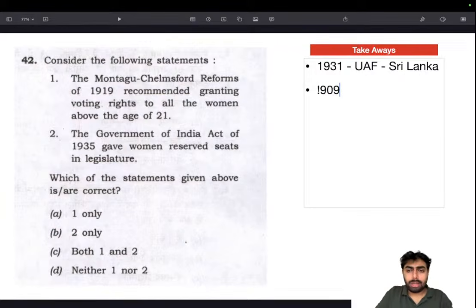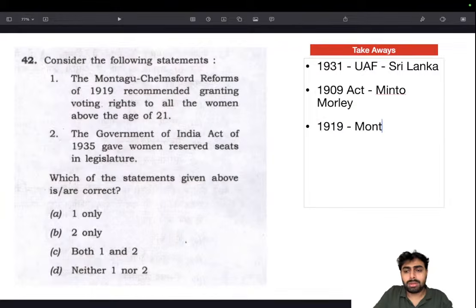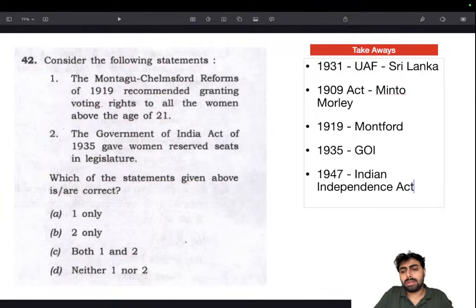1909 Act, the Morley-Minto reforms. Then 1919, Montagu-Chelmsford. Then the 1935 Government of India Act, and then 1947, the Indian Independence Act. These are the bedrock of India's colonial and later legislative history.